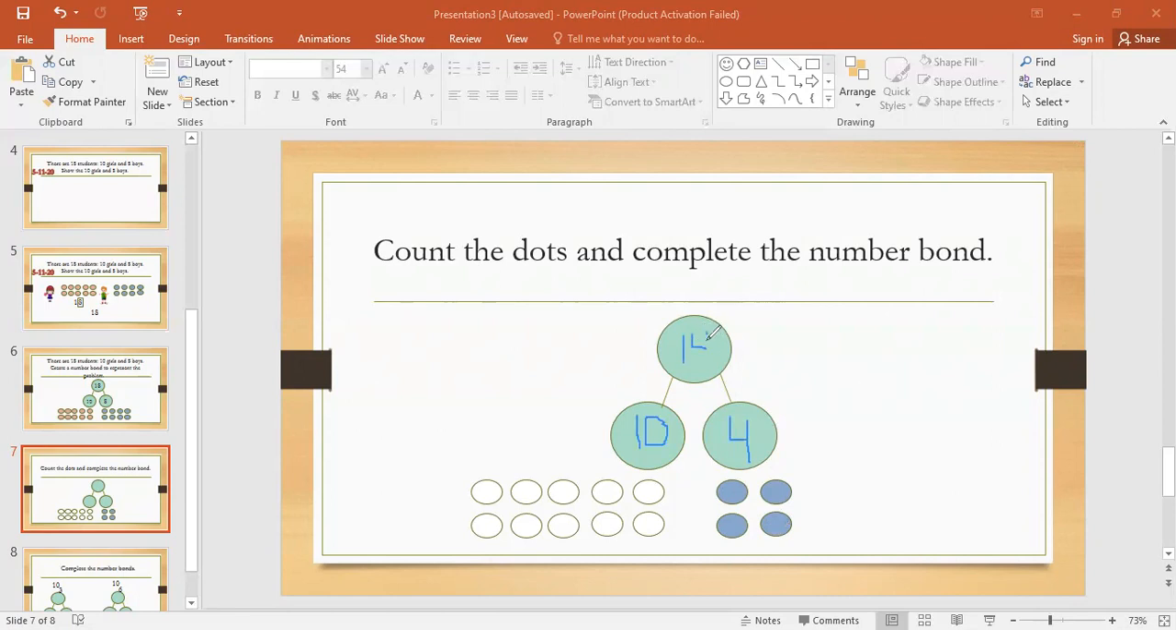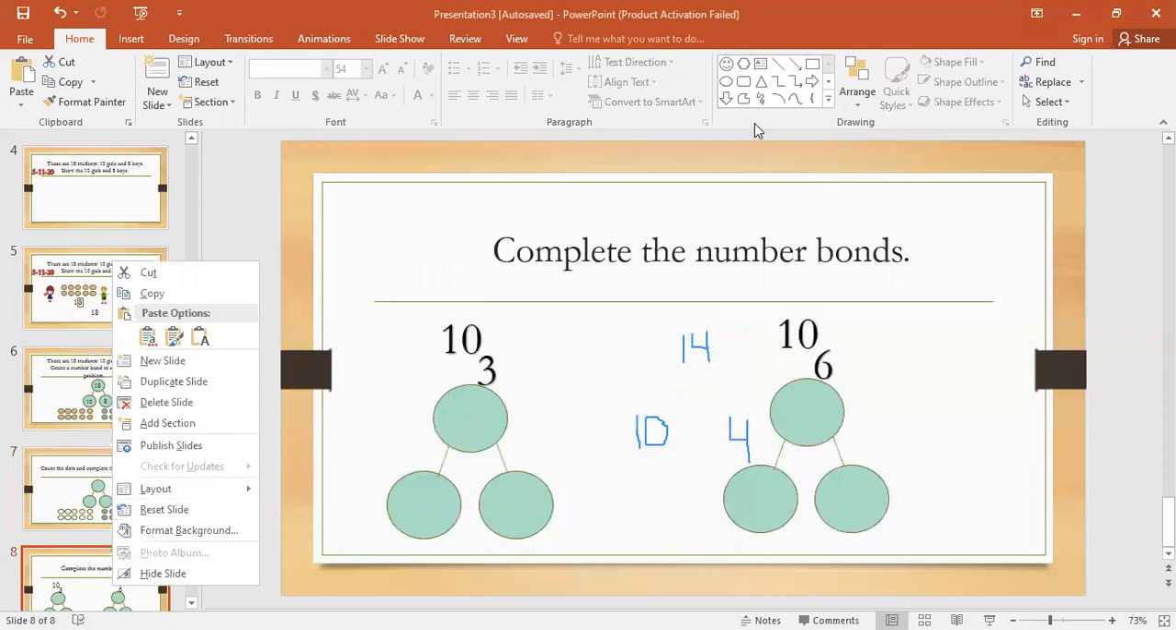14 is my total. So we have 14 broken up into 10 and 4. Say that with me. 14 is broken up into 10 and 4. Can you please say 14 in the say 10 way? 10, 4. Great, that is how you say 14 in the say 10 way. 10, 4. Okay, guys, we're going to do another way to complete our number bonds.